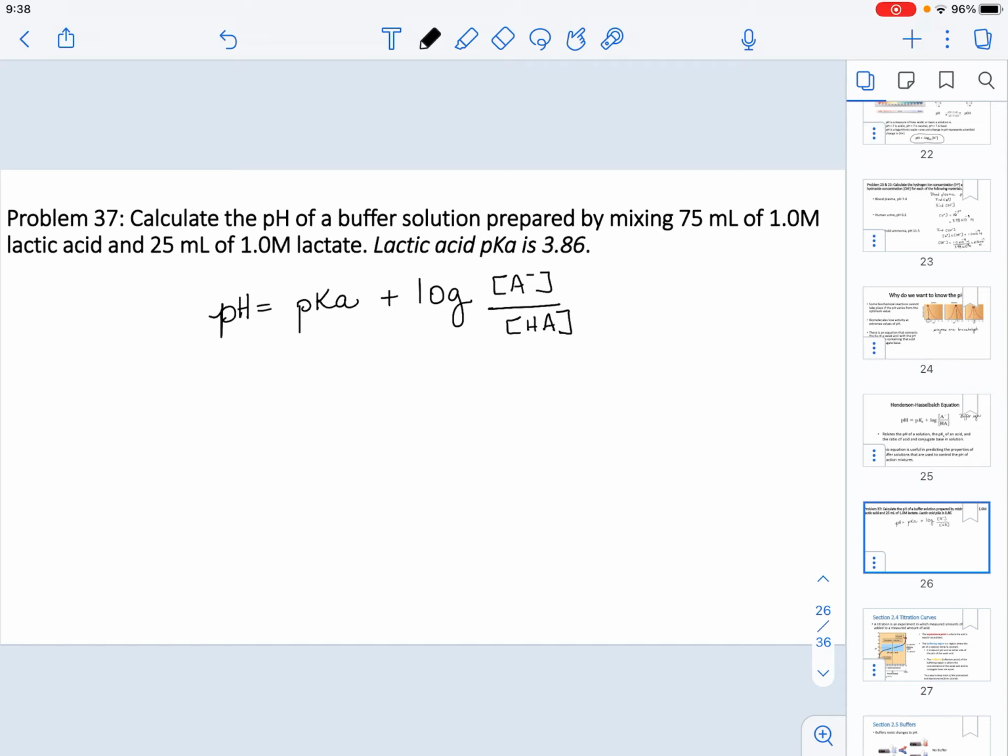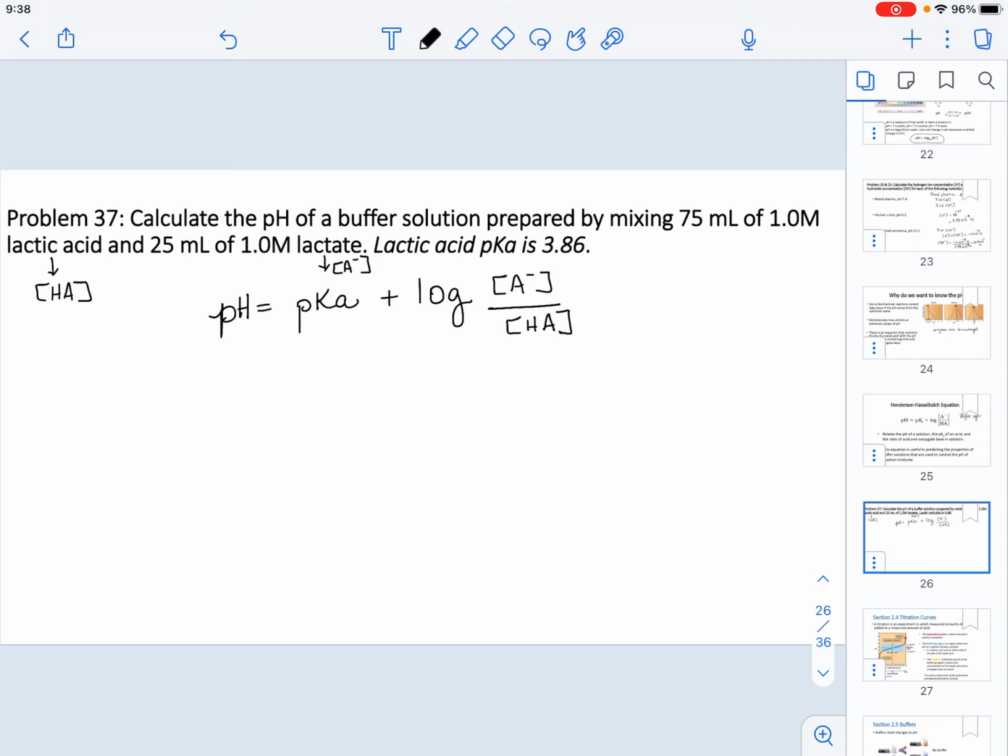In this case, lactic acid is going to be our weak acid. Lactate is going to be its conjugate base. Because remember, lactic acid is a carboxylic acid. We can determine that from the name. The one that ends in -ate is going to be the carboxylate.